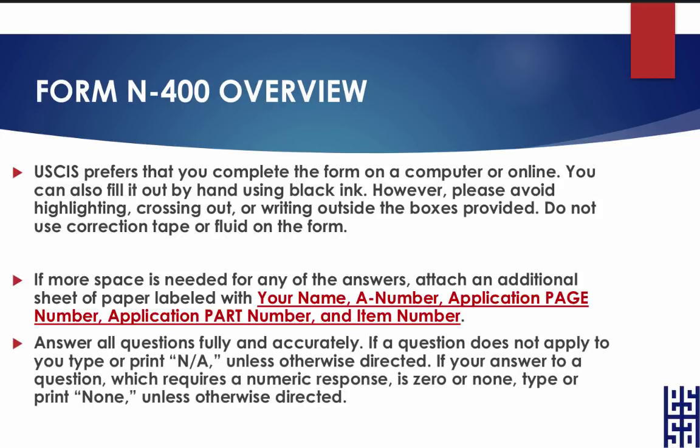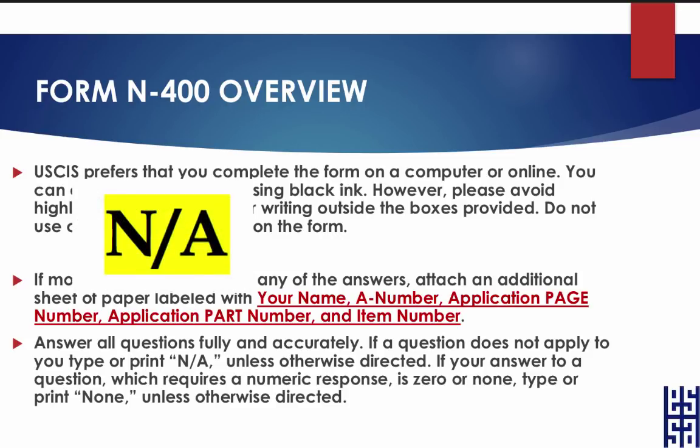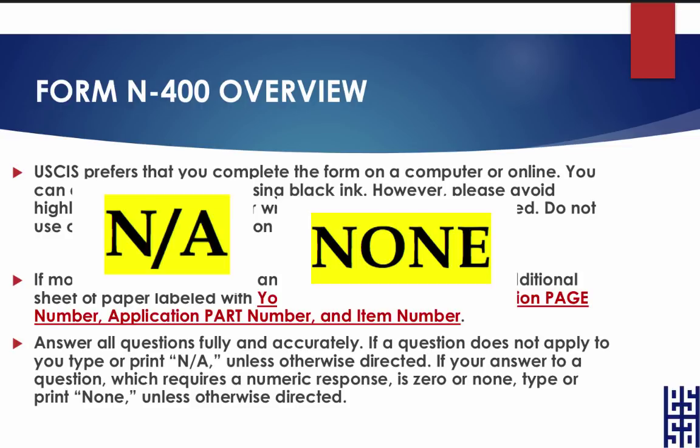Answer all questions fully and accurately. If a question does not apply to you, type or print NA unless otherwise directed. NA means not applicable, or it does not apply to you. So you just write N/A there. All right, and if your answer to a question which requires a numeric response is 0 or none, like how many children do you have, or how many times have you been married? If your answer is none or zero, go ahead and type or print the word none unless otherwise directed.